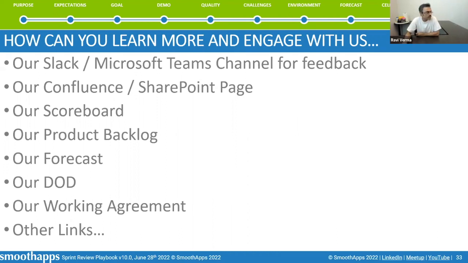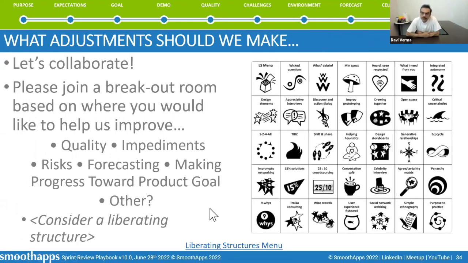Let's continue the conversation. And this is where perhaps you can use the liberating structure and say, okay, let's collaborate. We introduce certain dimensions of the product during this conversation. What calls you? Where do you want to help us get better? Does quality call you? Impediments, risk, forecasting, something else? We're going to open up some breakout rooms, self-select, go to the breakout room that calls you. Be prepared to come back with some suggestions, at least one 15% solution. What is it that you can do within your sphere of influence and control to maximize value from the work done by the team between now and the next sprint review?